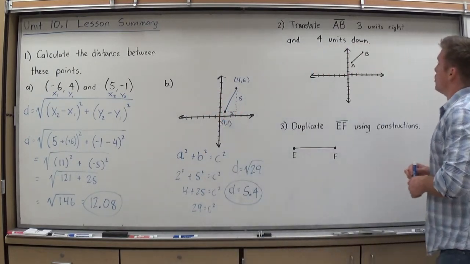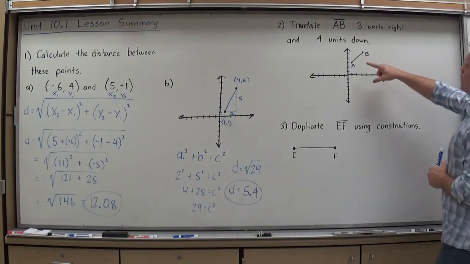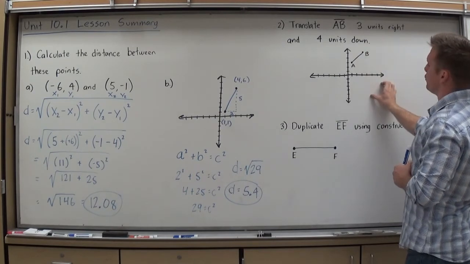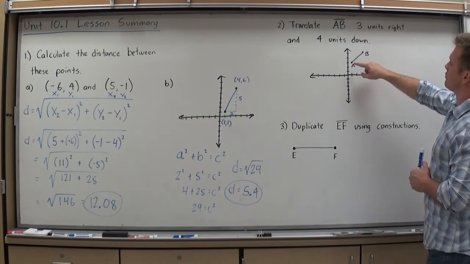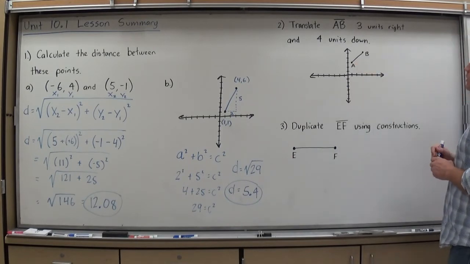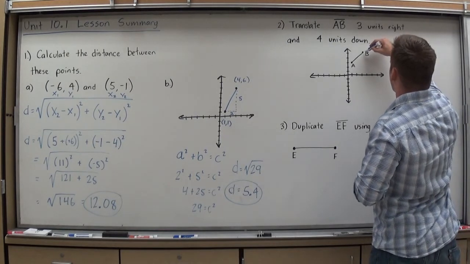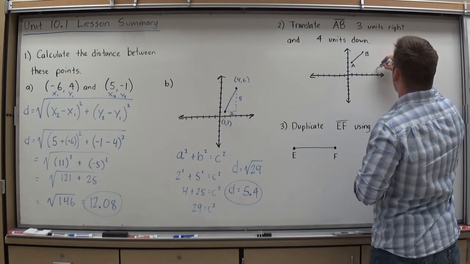Okay? So to translate a segment or translate a point, translate anything, you just move it however it's supposed to translate. With a segment, if I just move the A and B and put those in place, every other point along the way will move in the same way. So I could actually just move the A and B and then draw my segment. And that's the way I'm going to do it. So they want me to move 3 units to the right. So I'm going to go 1, 2, 3, and down 4 units. 1, 2, 3, 4.